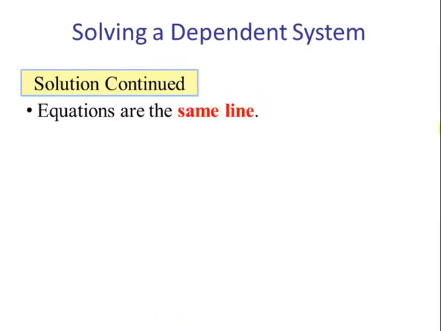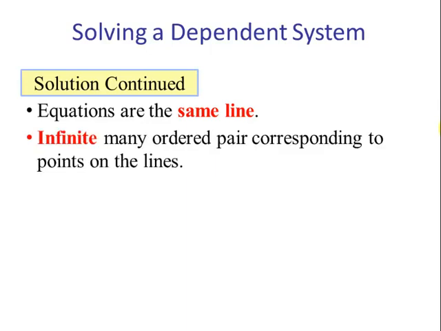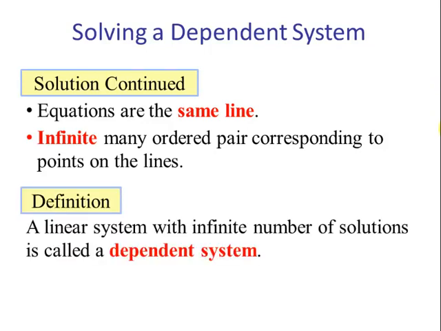So it turns out these equations are the same line. Therefore, there's an infinite number of ordered pairs for this system. Because they are the same line, whatever point is on the first equation will be a point on the second equation. Definition. A linear system with an infinite number of solutions is called a dependent system.